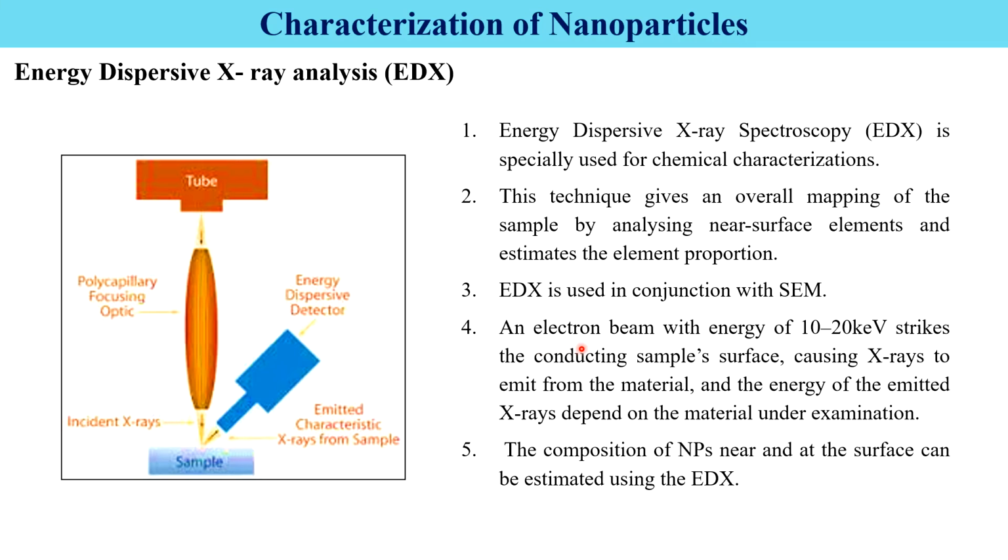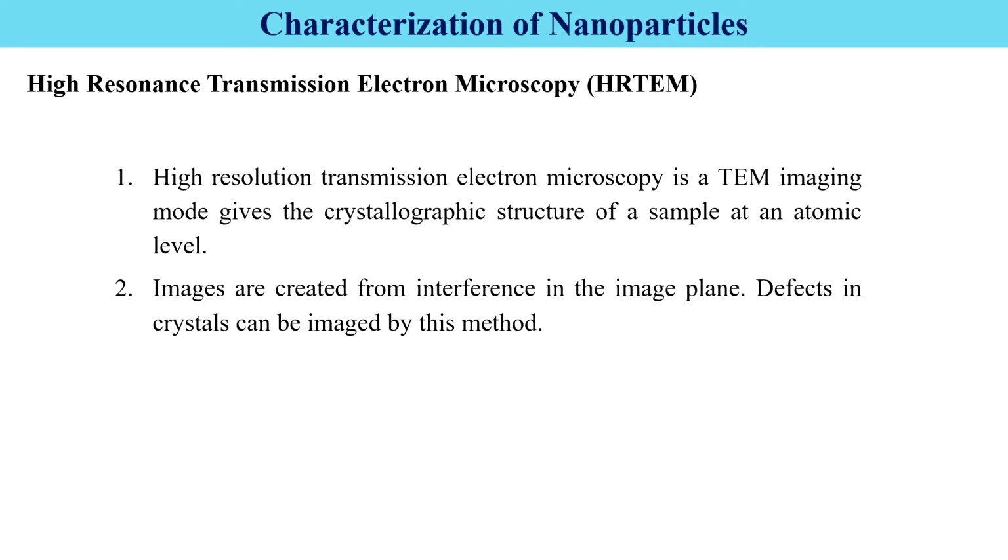An electron beam with energy of 10 to 20 keV strikes the conducting sample surface, causing X-rays to be emitted from the material, and the energy of the emitted X-ray depends upon the material under examination. Thus, with the help of EDX, we can determine the chemical composition on the surface of the sample. All these are morphological techniques.